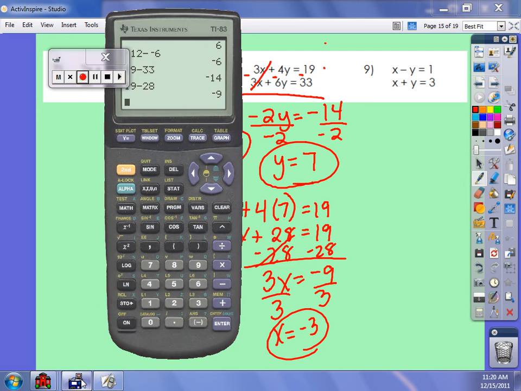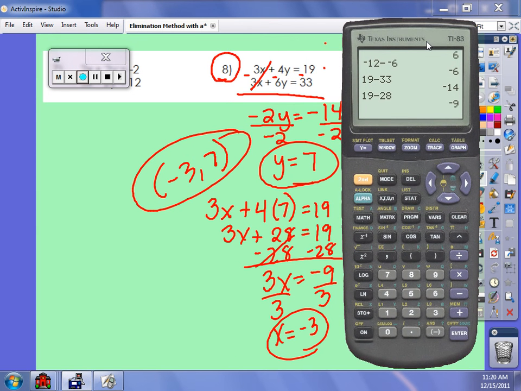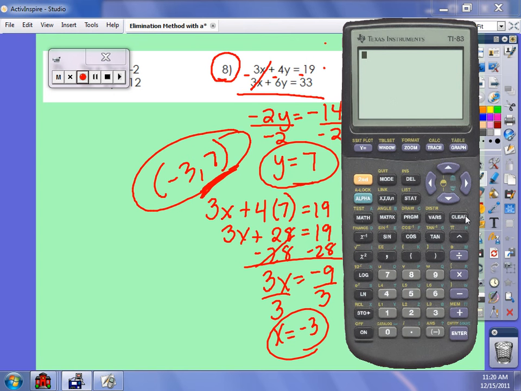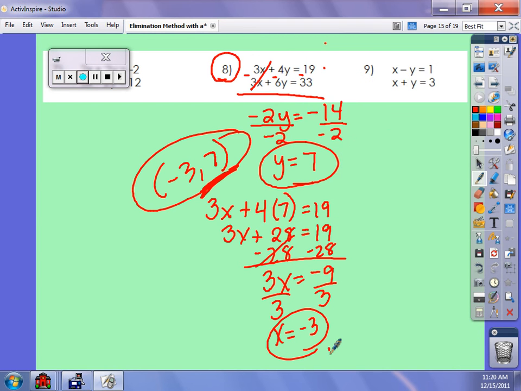Okay, let me show you how to check, right? Let's make sure this works. The whole point was to try to find this ordered pair that works in both of these equations. So in the first equation, 3 times negative 3, which was the x value, plus 4 times the y value of 7, if I hit enter, I'm hoping to see 19, and I do, right? Let's check the second one as well. 3 times negative 3 plus 6 times the y value of 7 should make 33, and it does. So I know absolutely this ordered pair, negative 3, 7, makes this true. So this one is done and correct.